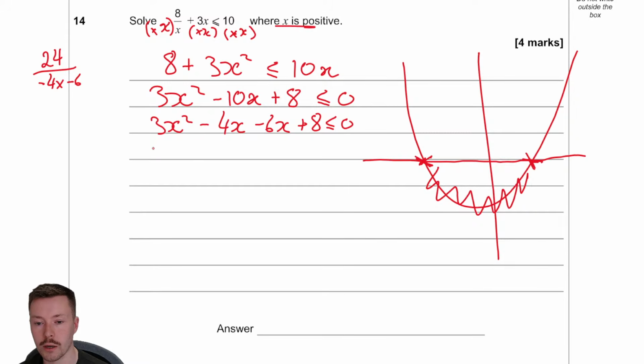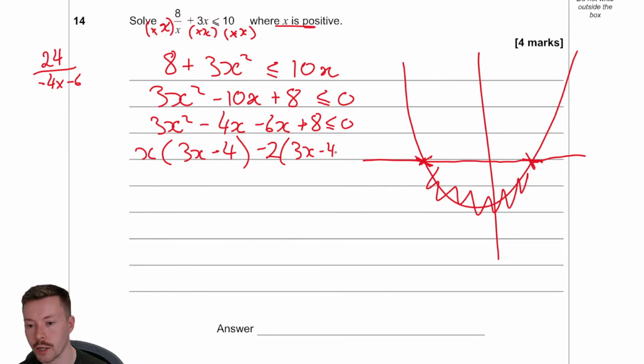So we get, factorise the first two terms now. So x and then 3x minus 4. Factorise the last two terms here. We want the same bracket, so I think I'm going to take out minus 2. And then I get 3x minus 4 again, is less than or equal to 0. Then I'm going to take this bracket out the front. So 3x minus 4. Put the x and the minus 2 together into a bracket. x minus 2 is less than or equal to 0.